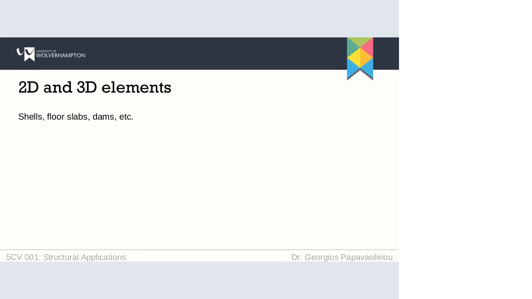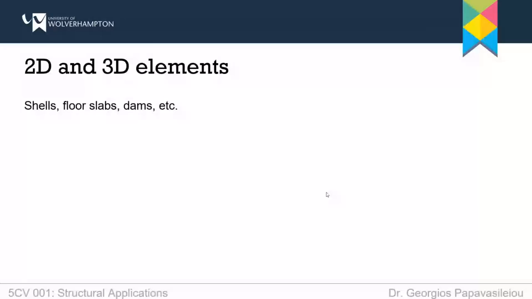We also have two and three dimensional elements, and at this point, let me move on to share this presentation, which is the same presentation actually. And the reason I'm doing that is because I want to also save all the notes and then share them with you as well. So as you can see over here, we can have cells, floors, slabs, dams, etc.